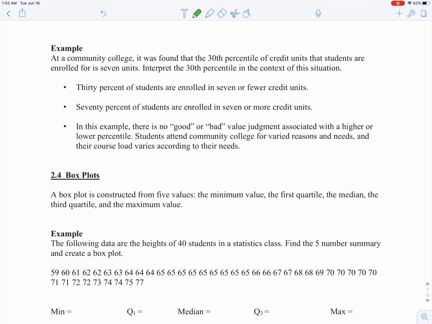All right, here's an example. At a community college, it was found that the 30th percentile of credit units that students are enrolled for is 7 units. Interpret the 30th percentile in the context of this situation.